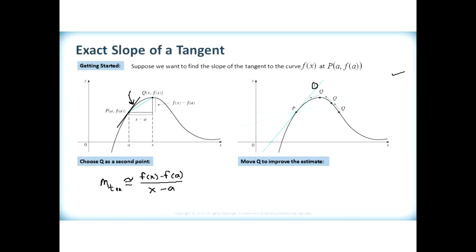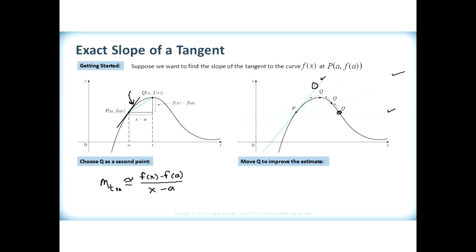And this is the first one that we've drawn, the line that goes from P to Q, if we put Q way down here. And you can see that the slope of the actual tangent and the slope of this secant are really nothing alike at all. But we want to improve our estimate, and this is the real basic premise here.